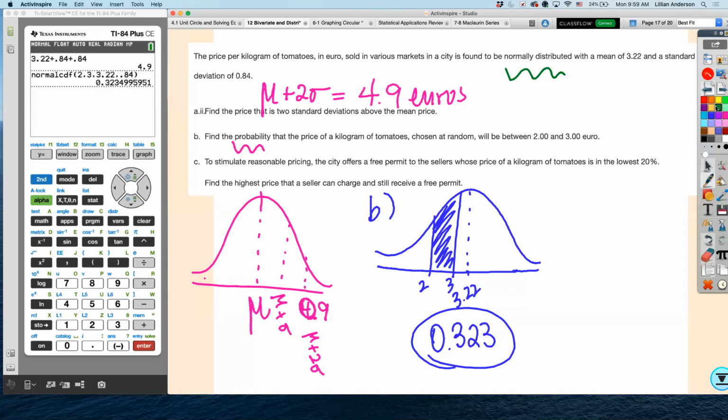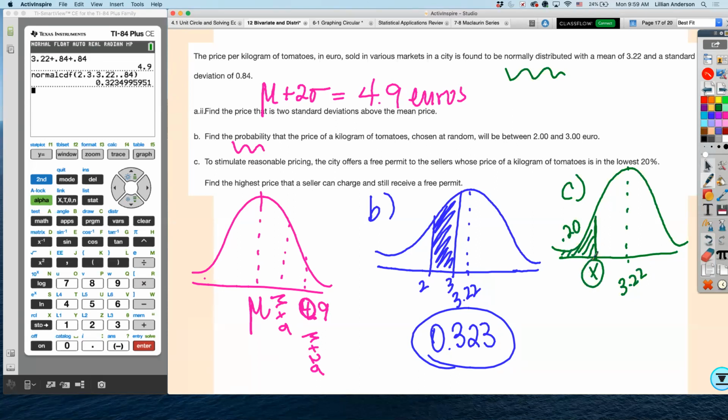C says to stimulate reasonable pricing, a city offers a free permit to the seller whose price of a kilogram of tomatoes is the lowest 20%. The lowest 20%. So what's the highest price the seller can charge and still receive a free permit? Is that normal CDF or inverse norm? It's inverse norm because you're given a probability, the lowest 20%. And I'm looking for that X value, I'm looking for that price.